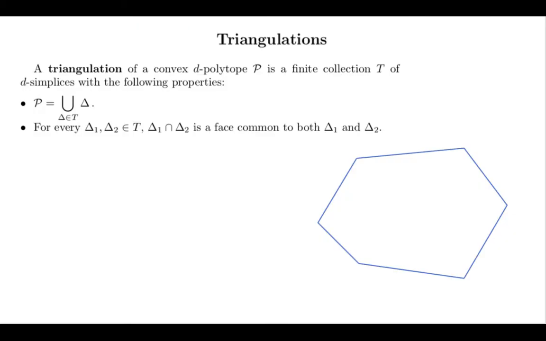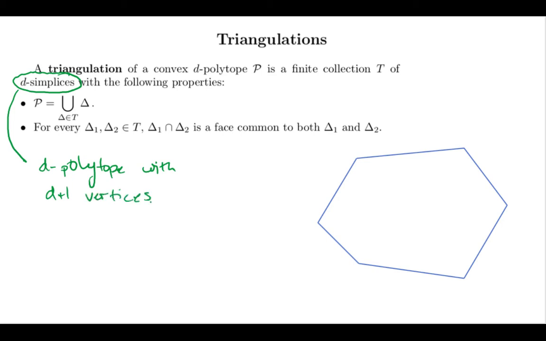Here's a definition of what a triangulation is. We're given a d-dimensional polytope P, and a triangulation is a finite collection of simplices of the same dimension. So let me remind you what a d-dimensional simplex is. This is a d-dimensional polytope with a minimal number of vertices, namely d plus 1.